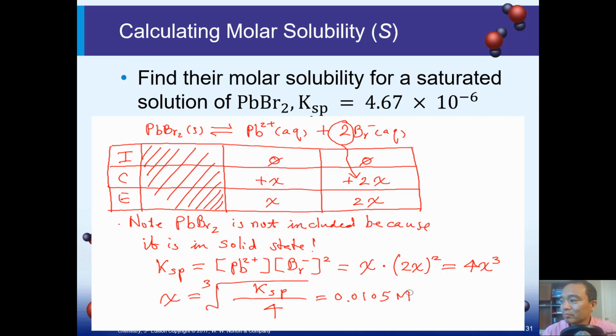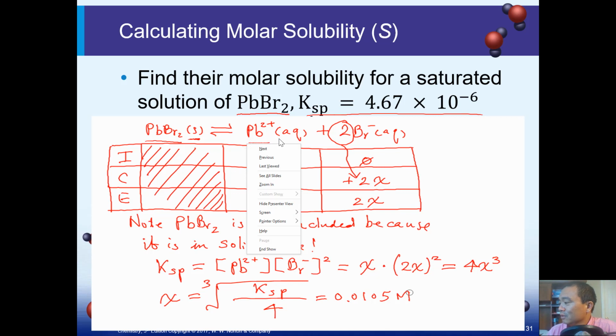For example, find the solubility for PbBr2 given the KSP. How do you solve this problem? First, we build the RICE table or the ICE table. Do remember to write the correct equation. Start with the salt, but it's in solid phase because it's an insoluble salt. It generates the corresponding cation Pb2+. Notice the charge is 2+ over here, and 2 moles of Br-.